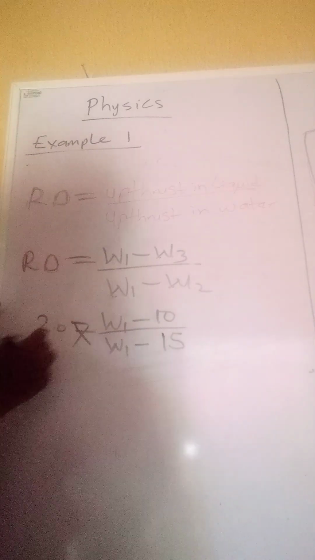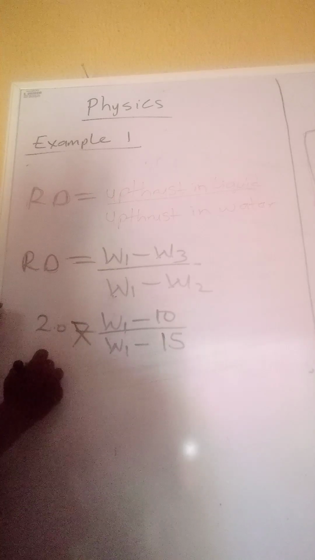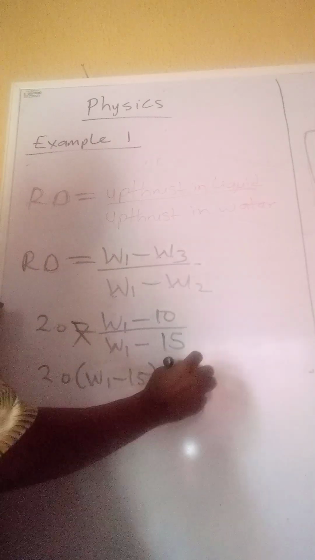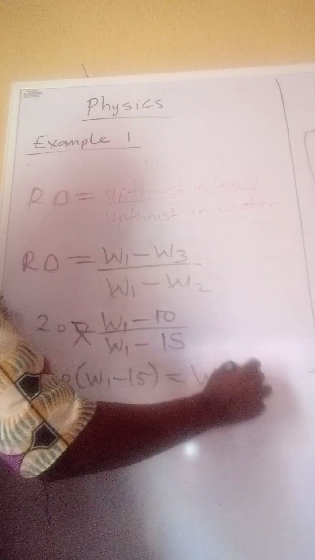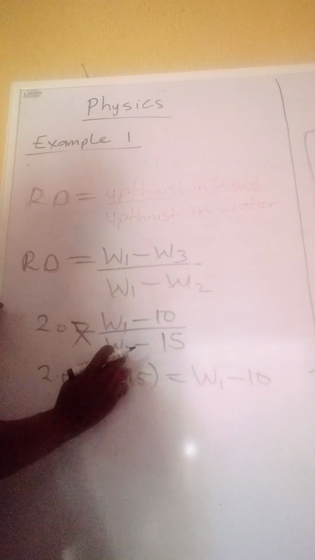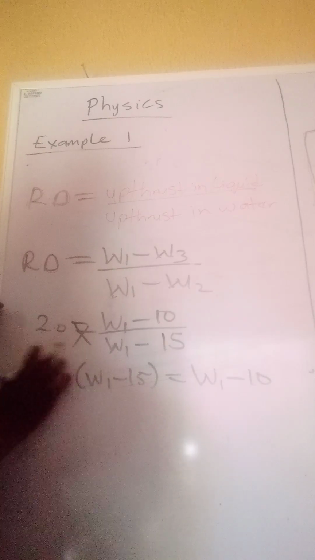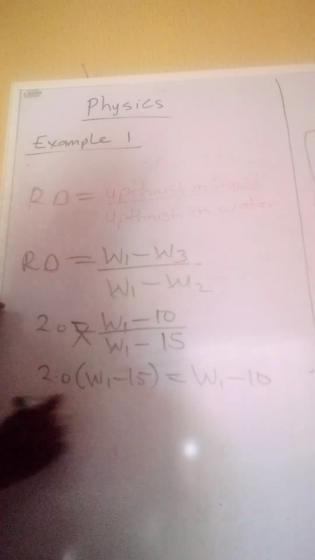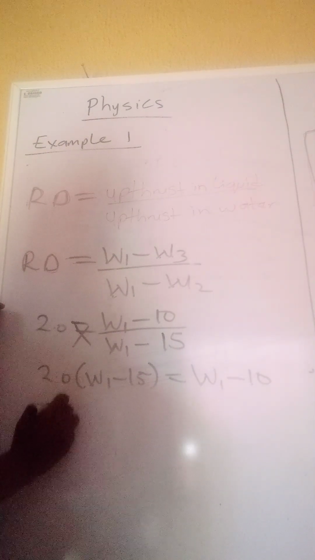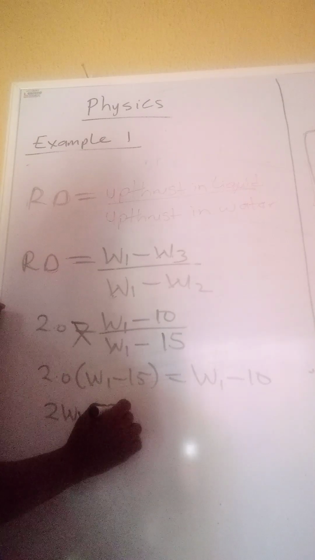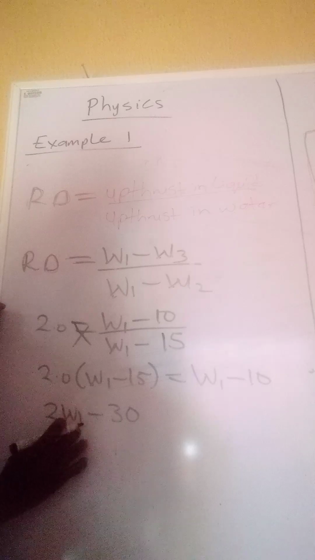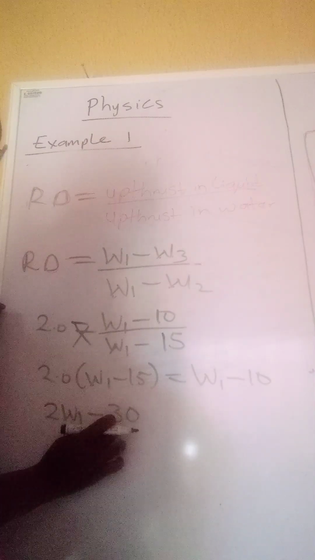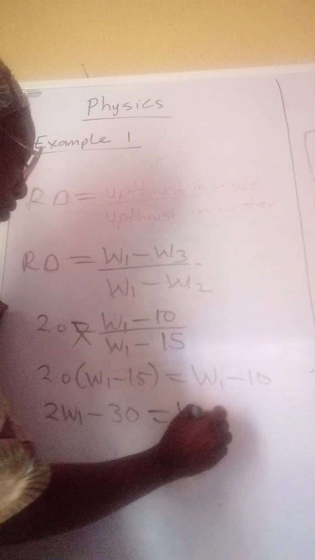So we cross multiply. If we cross multiply, we have 2.0 into W1 minus 15 is equal to W1. We cross multiply. Nothing is here, but let's see it as 1. Anything multiplied by 1 will be that thing. Are you following? So now let's open the bracket. So we have 2W1 minus 30, this times this will give you 2W1. That's the law of multiplication for you. So this times this will give us 30 is equal to W1 minus 10.